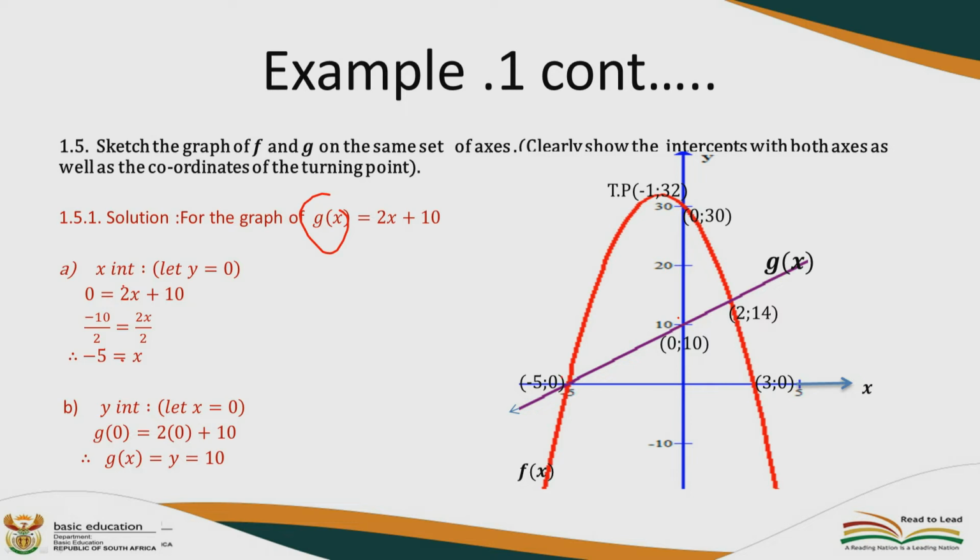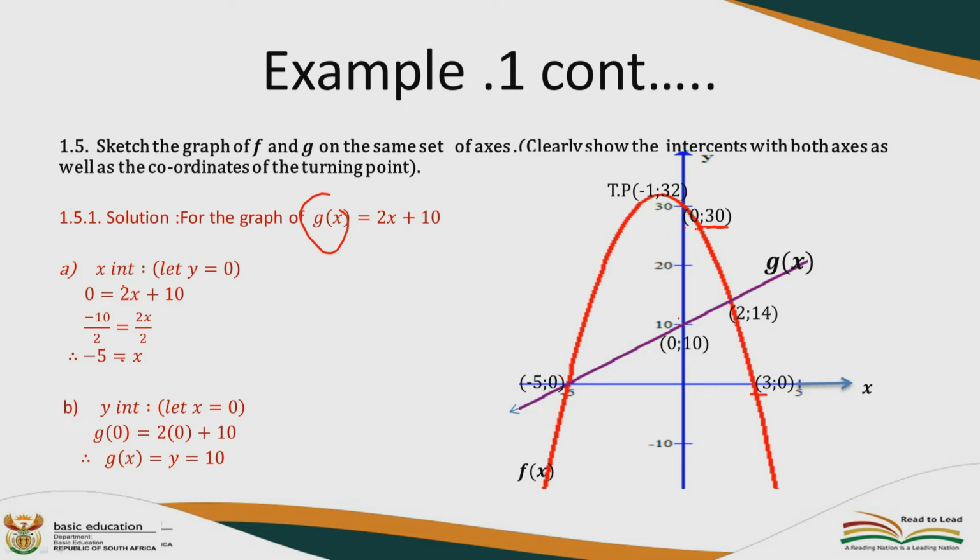For the parabola function, we have managed to determine the x-intercepts. From the previous slide, one x-intercept was negative 5 and the other was positive 3. The y-intercept was positive 30. Our turning point, which we calculated on the previous slide, was negative 1 and positive 32.